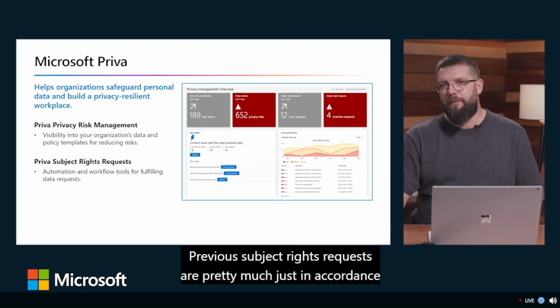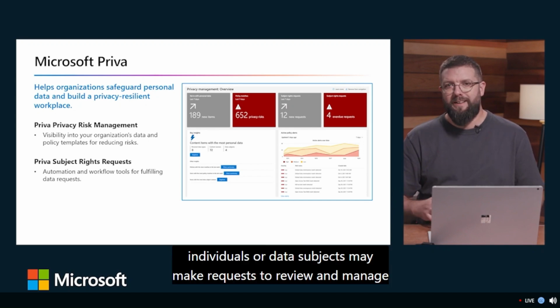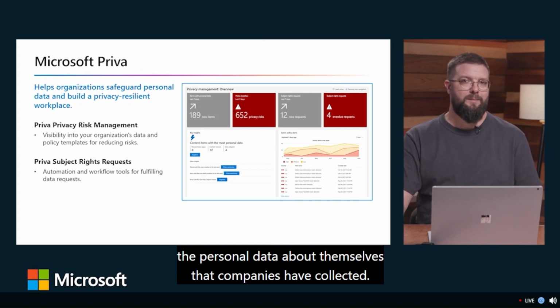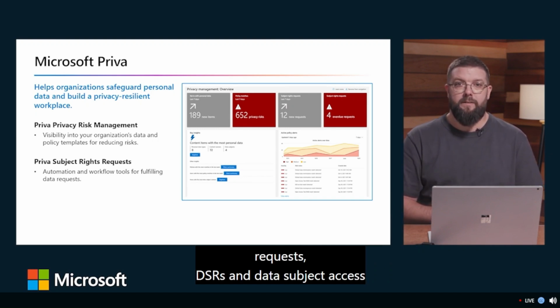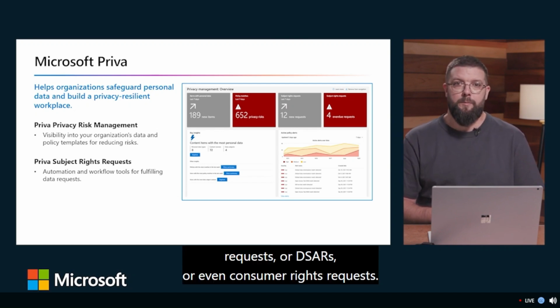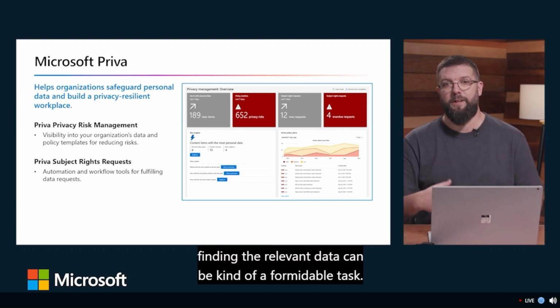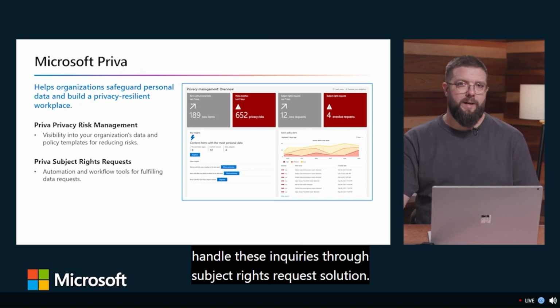Subject rights requests are made in accordance with privacy regulations around the world. Individuals, or data subjects, may make requests to review and manage the personal data about themselves that companies have collected. These requests are sometimes also referred to as data subject requests, DSRs, data subject access requests, DSARs, or even consumer rights requests. For companies that store large amounts of information, finding the relevant data can be a formidable task. Microsoft Priva can help you handle these inquiries through the Subject Rights Requests solution.